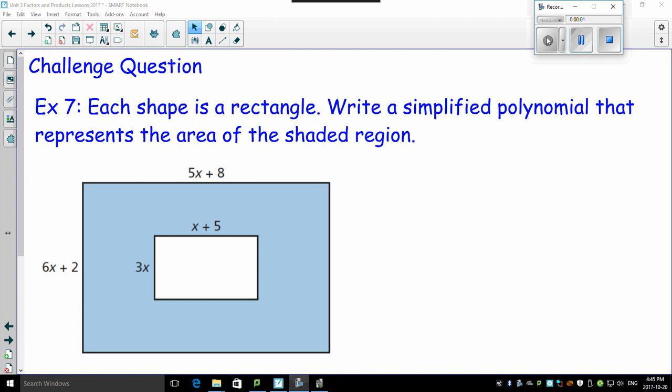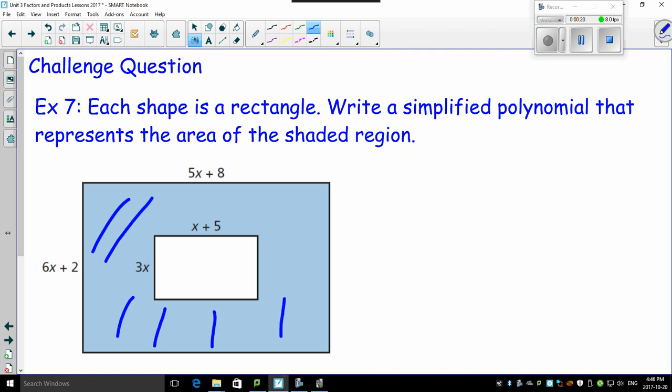So let's use what we know so far to do a challenge question here. Look at this question. It says each shape is a rectangle. Write the simplified polynomial that represents the area of the shaded region. So in other words, we're looking for this blue area here, all the way around, right?